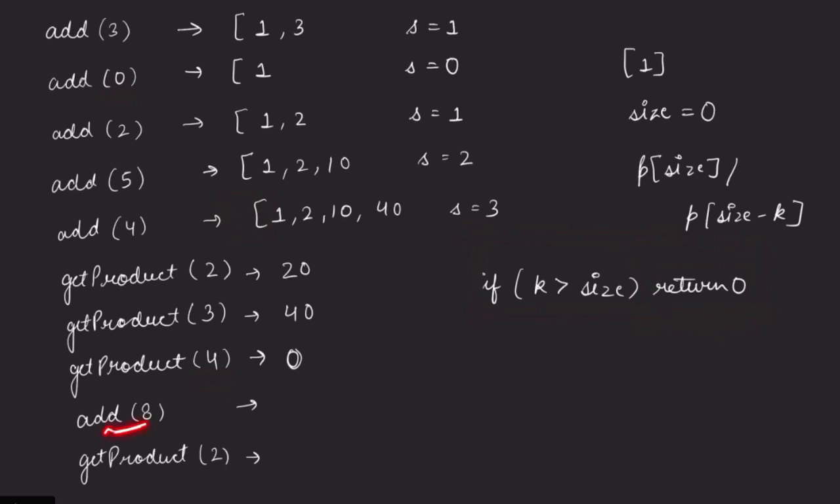And then they are asking us to add it. So it will be 1, 2, 10, 40, and then 40 into 8 will be 320. And then the product of the last two elements will be 320 divided by 10, which will be 32. So this is how we are going to solve this problem. Now let's look at the code.